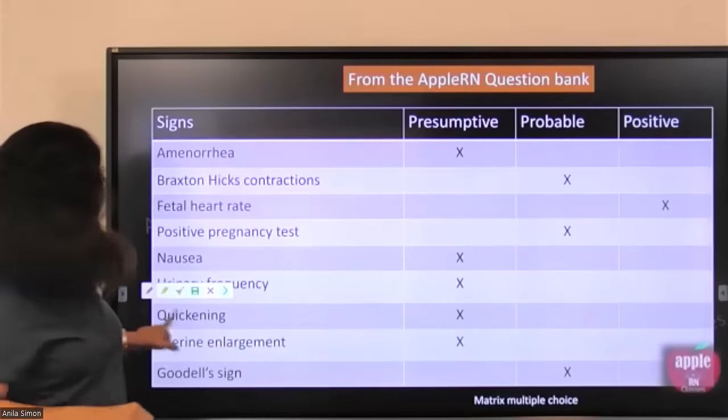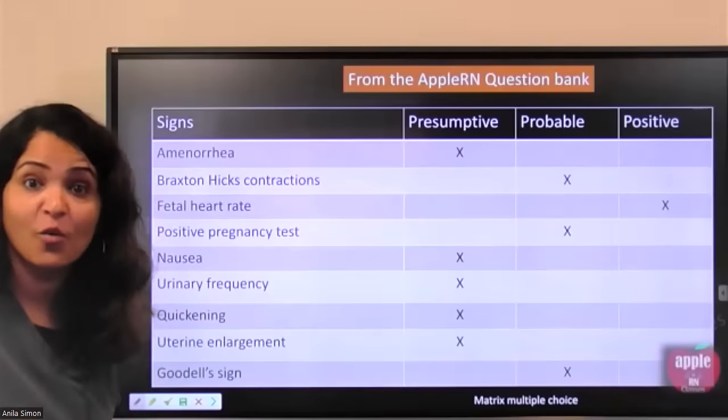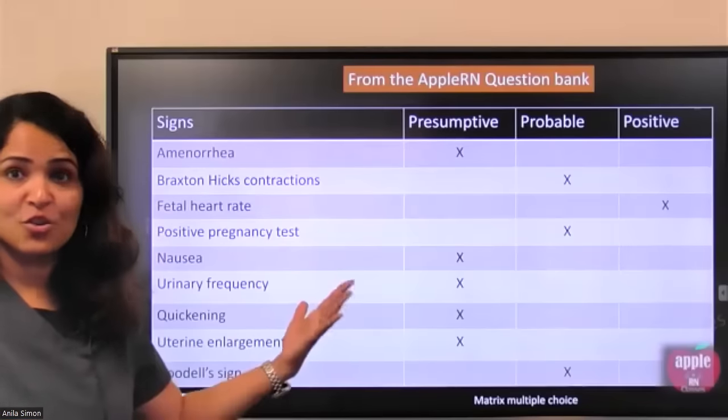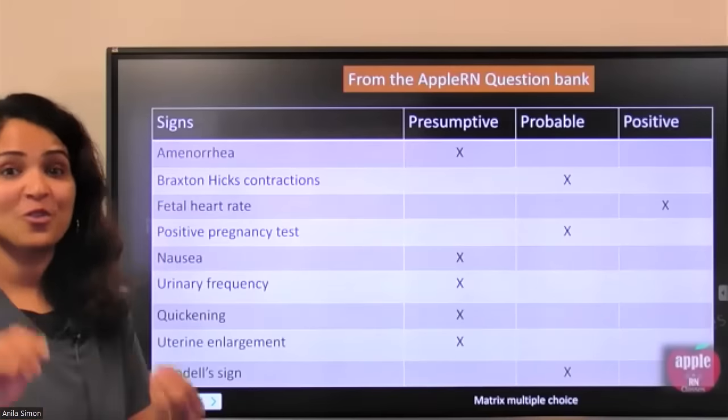And this is the answer. This is how it's going to be. I'm not explaining the answers because this has already been covered, and I just took it from the AppleRN question bank. So all of you can go back and really go through each of them.